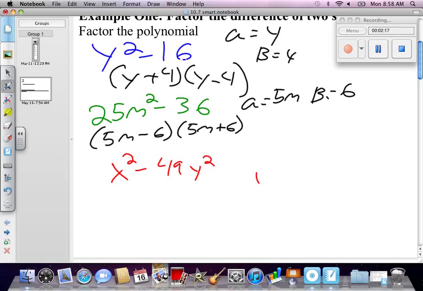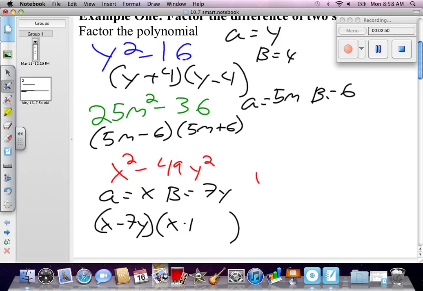Okay, let's do the next one. Terrence, what is the square root of x squared? What times what gives you x squared? Melissa? What times what gives you x squared? X, the only thing. Okay, Terrence, what's the square root of 49? 7. So we get 7y. And then we just fill it in, right? X minus 7y, x plus 7y. We're done. It makes factoring much quicker.